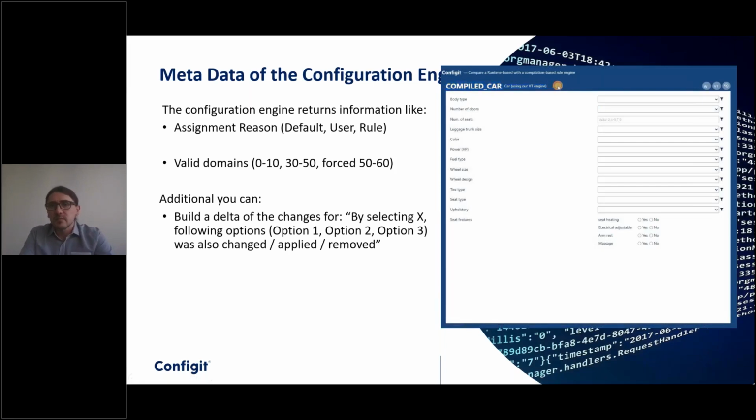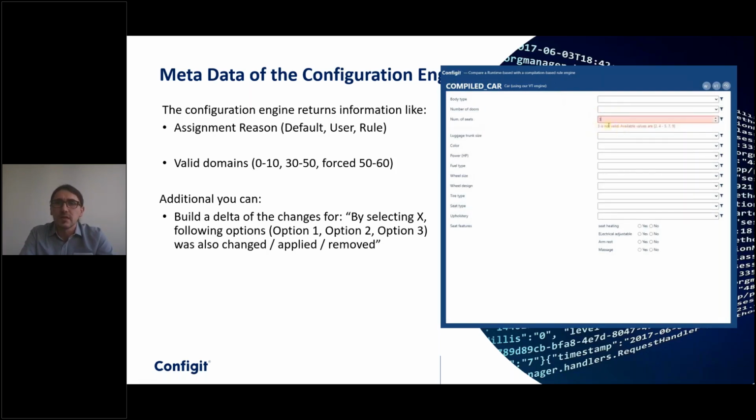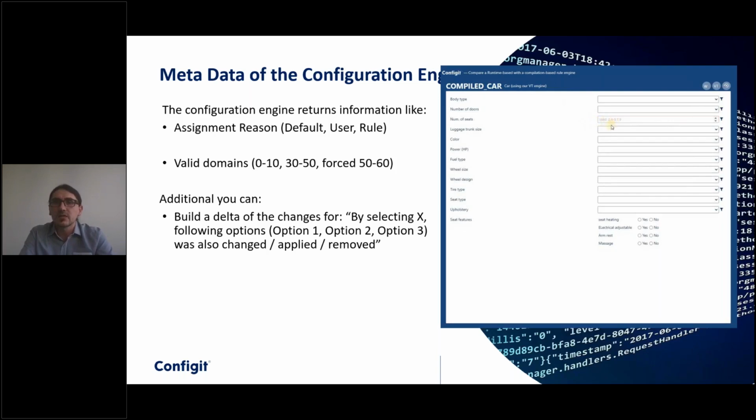This one here is the same model with the same rules, but this time created with our VT technology. And you can see here on the number of seats, it already gives you information about what the valid numbers are that you can enter here. Because of that, you can directly do some client-side validation, so you don't need to ask the configuration engine if certain entered values are valid. And you can also see that it now splits into valid and invalid domains. So the configuration engine gives you the right feedback to also do client-side validations here.